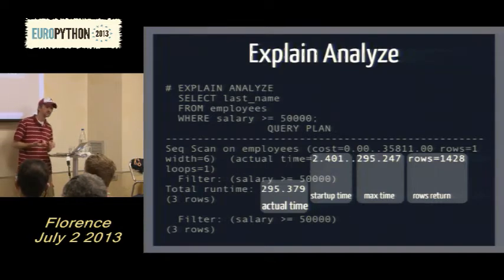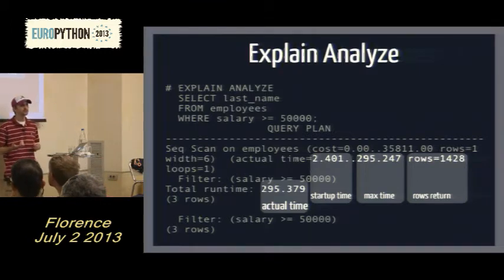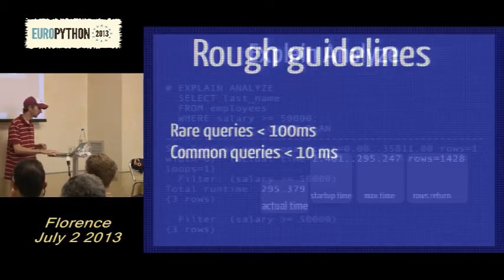So now we can actually pay attention to what our startup time actually was, how long it actually took to do that specific operation, how many rows were returned, and the total actual time. So in this case, I can see that my actual time is 295 milliseconds.